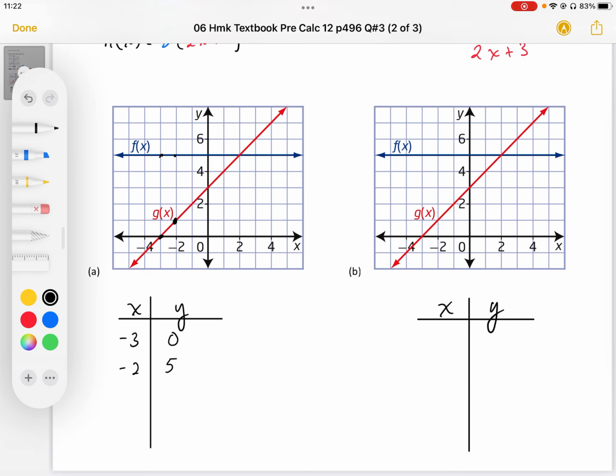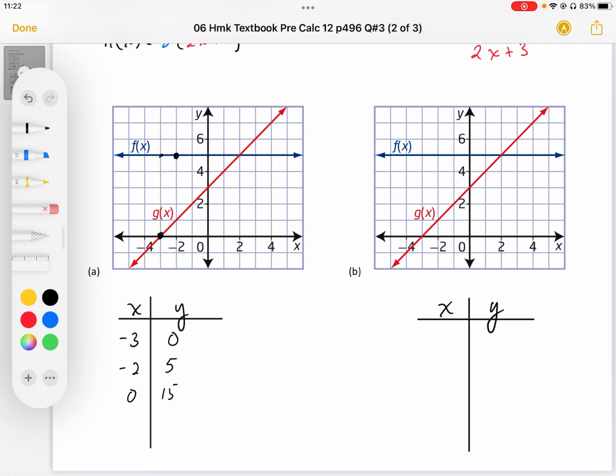I can do this for a couple other coordinates. Maybe at x is 0, I have 3 and 5. So that's going to be 15. So that's going to actually be a little bit off my graph. So what ends up happening is when I graph this is a linear function, I'm going to have a coordinate at negative 3, 0, negative 2, positive 5.